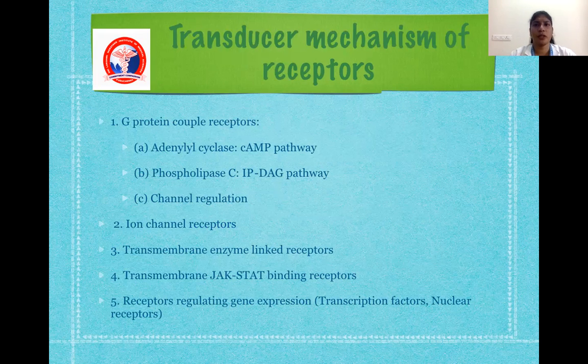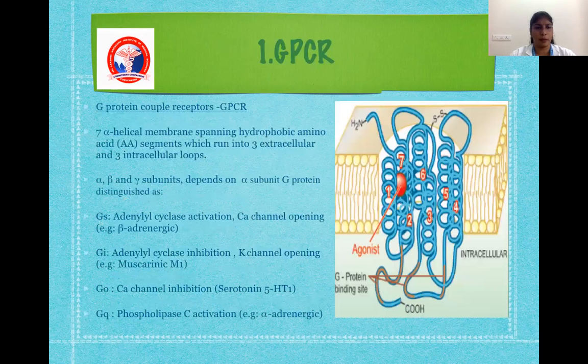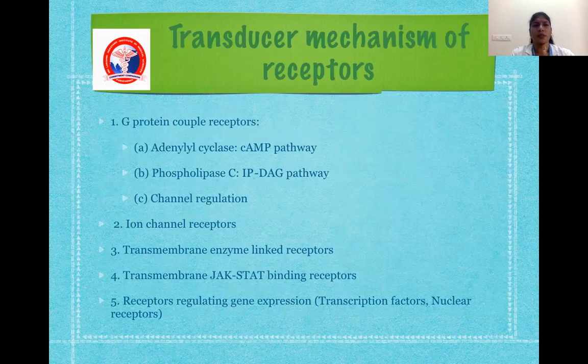Here we have different types of receptors: the G protein coupled receptor, ion channel receptors, transmembrane enzyme linked receptors, transmembrane JAK-STAT binding receptors, and receptors regulating gene expression. As you know, the first thing we want to see is the G protein coupled receptors.